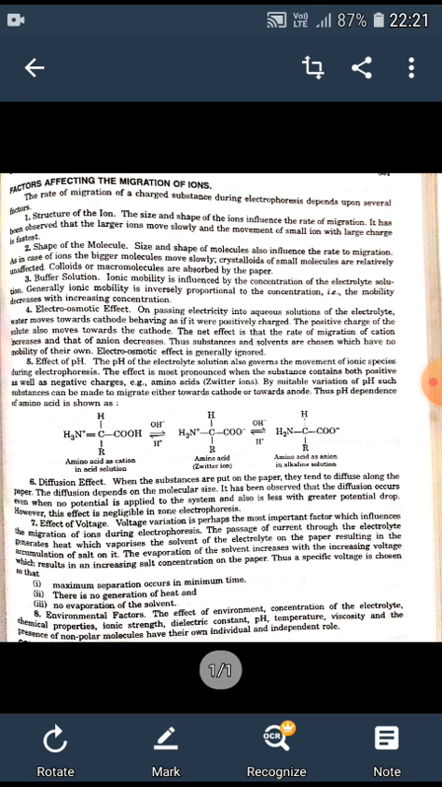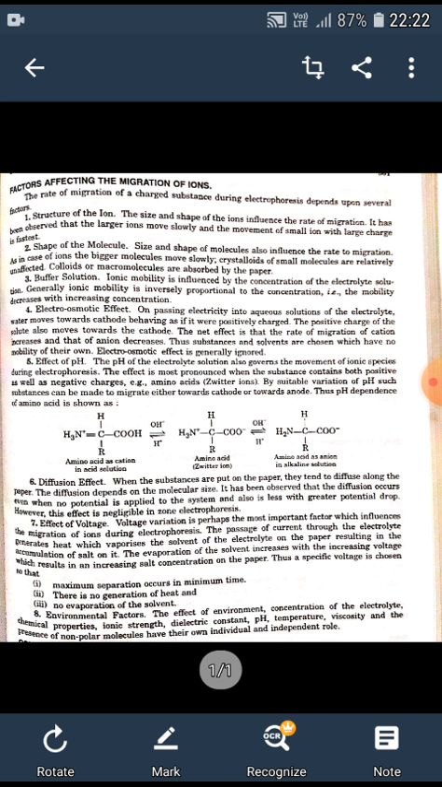The next factor which influences the rate of migration of ions is the effect of pH. The pH of the electrolyte solution governs the movement of ionic species. The effect is most pronounced when the substance contains both positive as well as negative charges, for example, amino acids. By suitable variation of pH, such substances can be made to migrate either towards the cathode or towards the anode. The pH dependence of amino acids is as shown in the following figure.